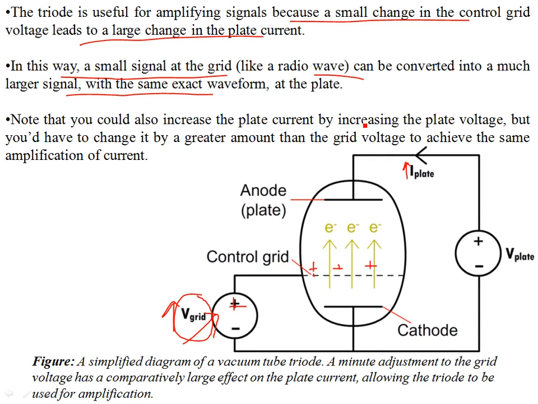So note that you can also increase the plate current by increasing the plate voltage. Okay, this is positively charged, this is the anode plate voltage. You can increase the plate current by increasing the plate voltage, but you would have to change it by a greater amount. Okay, so in saturation you have to increase it by a greater amount than the grid voltage to achieve the same amount of current.